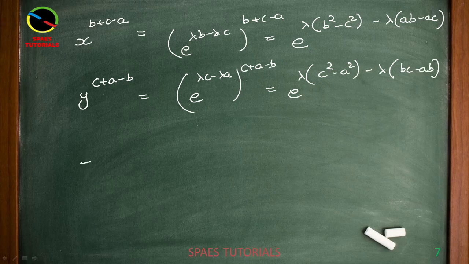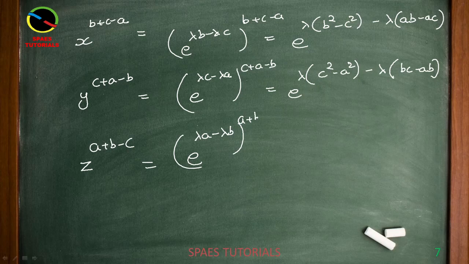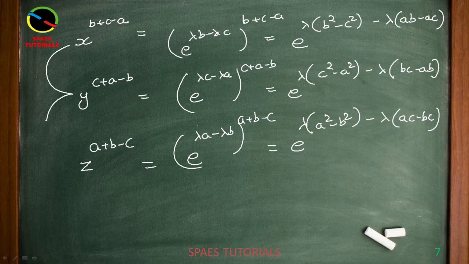Similarly, for the third one we want z power a plus b minus c, that is e power lambda a minus lambda b power a plus b minus c. So we are going to get it as e power lambda into a square minus b square minus lambda into ac minus bc. So we want the multiplication of everything. If you multiply everything, all the powers are going to get added. I think the symbol for the multiplication is pi.